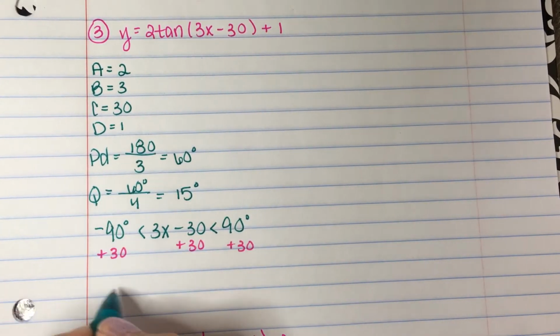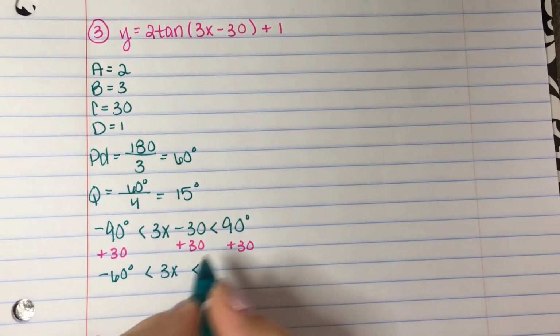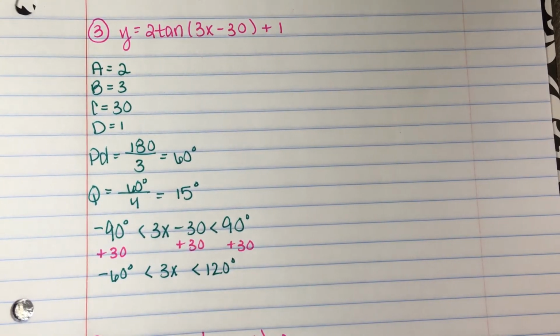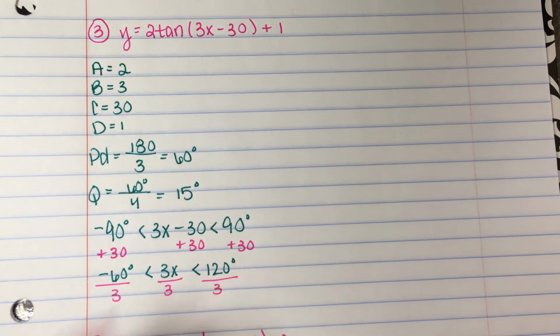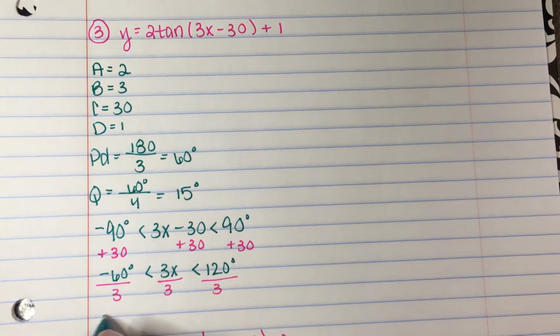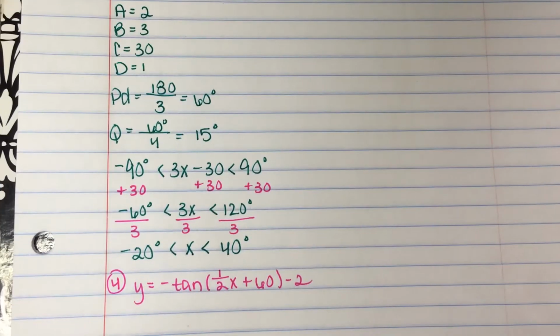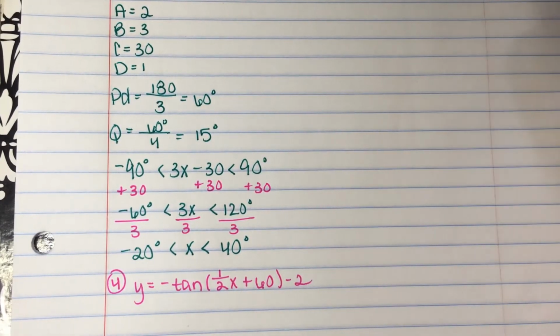So negative 90 plus 30 is negative 60. And we still have the 3x. We'll take care of that in a minute. And then here we have 120. And then now I can keep solving for x. So this is now a 2-step compound inequality, and we're going to divide by 3. And I'm going to have negative 20 degrees, x, and then I'm going to have 40 degrees. And then you can double check here, the total distance from negative 20 to 40 should be your period, and that is 60. Looking good.